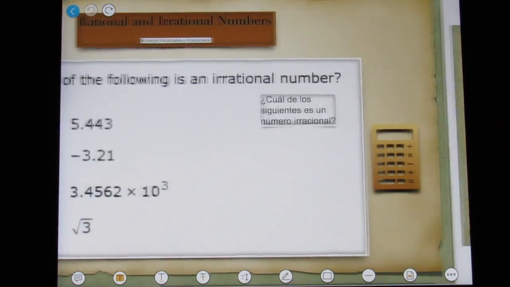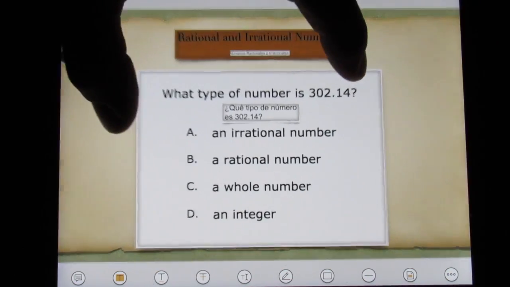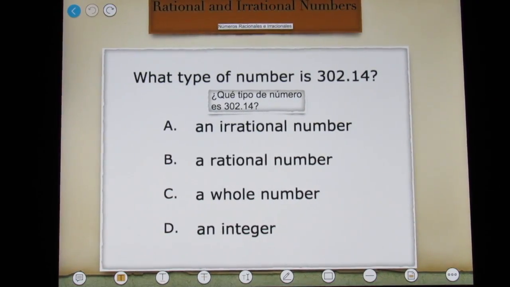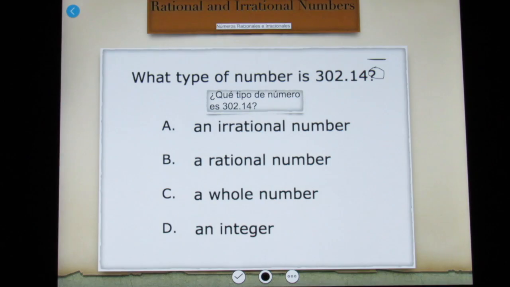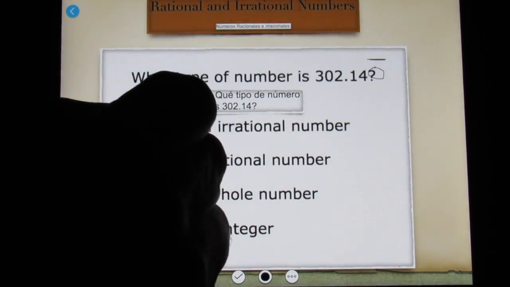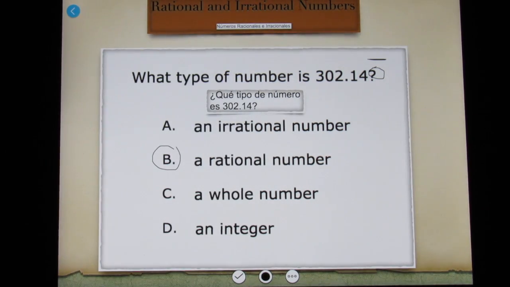Let's take a look at one or two more, and then we'll maybe work on part 2 later. They want to know what type of number 302.14, or 14 one-hundredths, is. Again, I want everyone to memorize that when it stops like that, or terminates, as they say in the definition, that means there is a 0 after it that repeats forever, and our repeating decimals are rational. So it is most definitely a rational number.